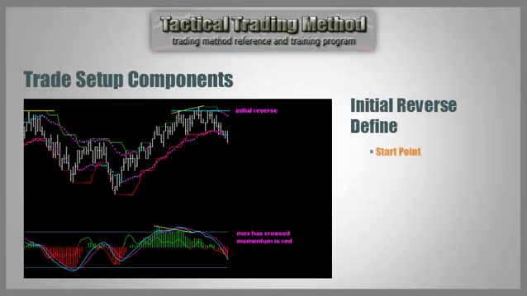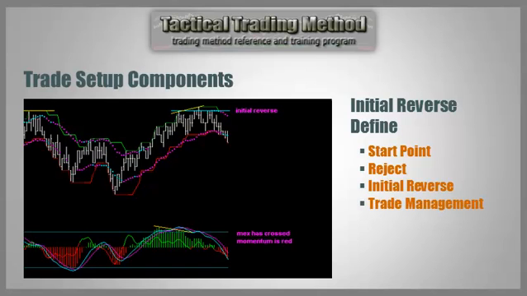The initial reverse from a buy swing to a sell swing comes from the following combination. MEX, those purple-blue lines, have crossed. The purple-blue dots that you can see on the chart have shifted to purple on top. The momentum indicator, that is the green-red histogram, changes from green to red. So you now have a swing reverse that is a start point reject initial reverse.